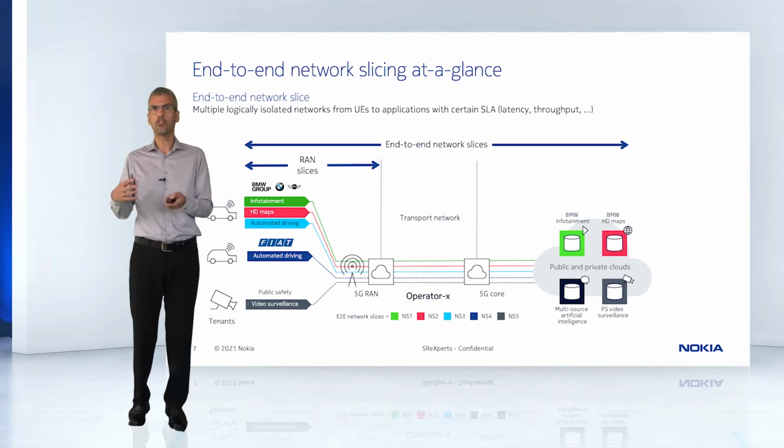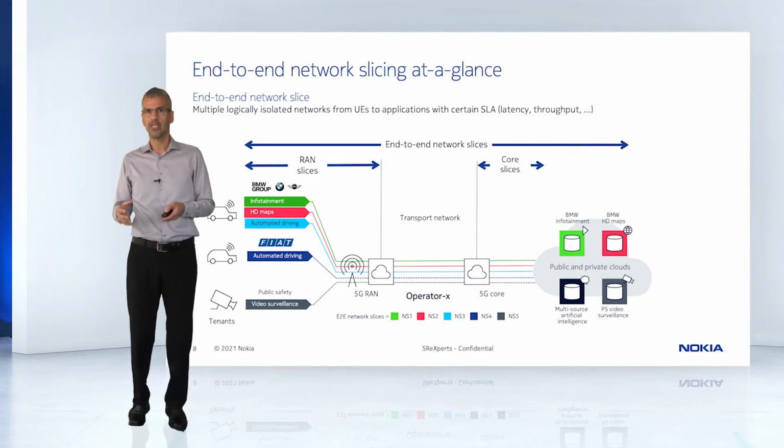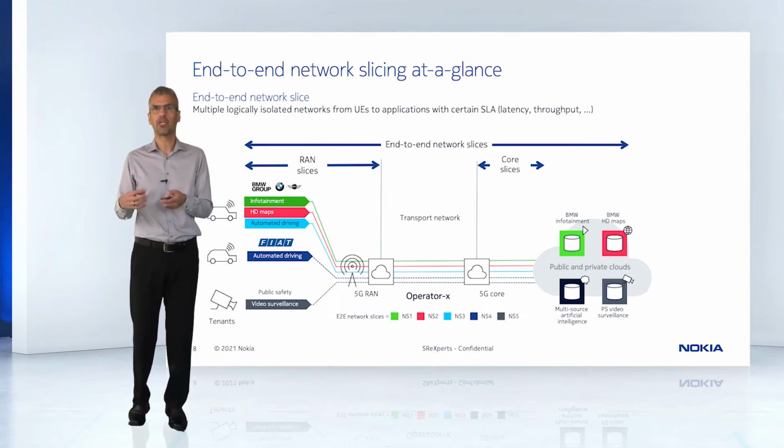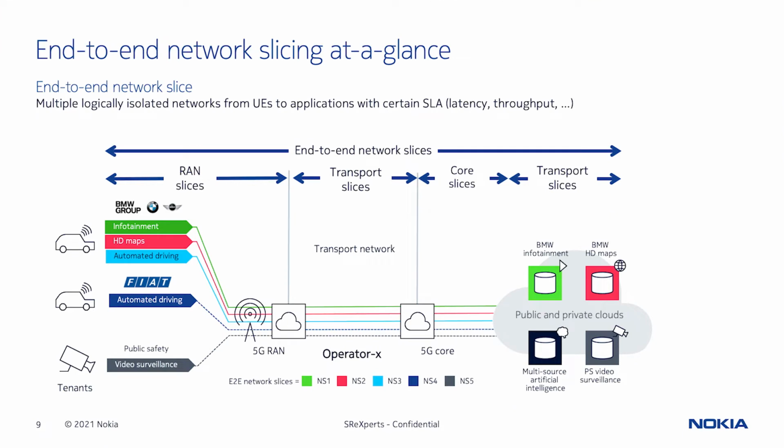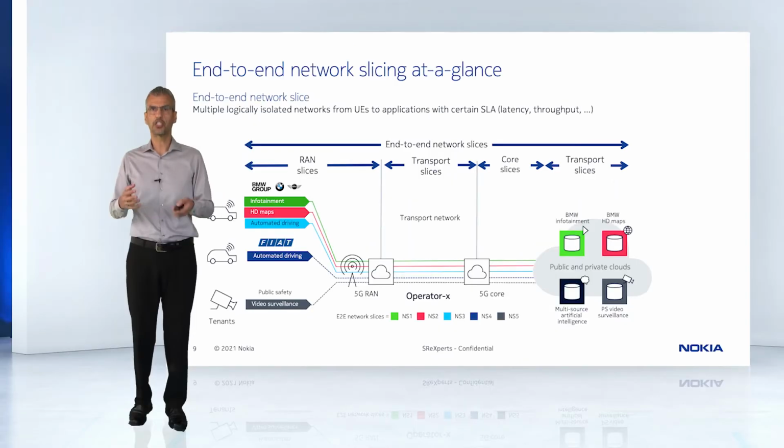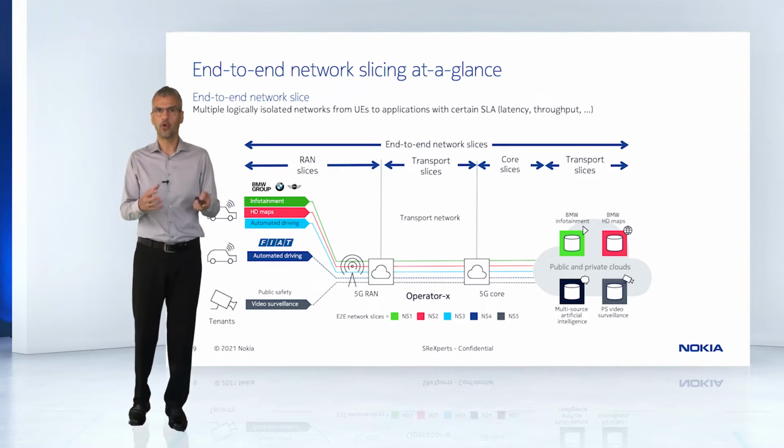Similarly, the operator should create the core slice, meaning creation of the context and personality on the core equipment, UPF, AMF, SMF, and so on. And last but not least, they have to create connectivity between, in this case, the RAN slice and the core slice, or between the core slice and the application. We call that connection a transverse slice. Transverse slice basically means connection-oriented, which is specific for one SLA.